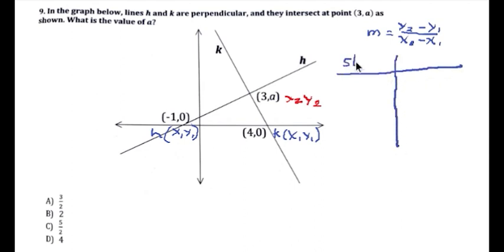So slope H will be y2 minus y1, which will be a minus 0 over 3 minus 1. You can see x1 here is x1 over here, and x2 here is x2 over here. Okay, so this will give us a result of a over 4. So we call that m1.